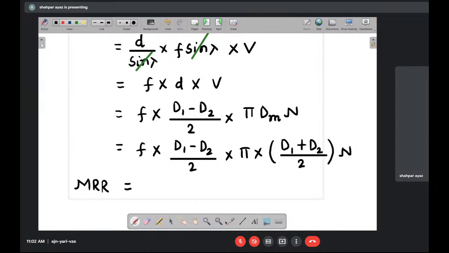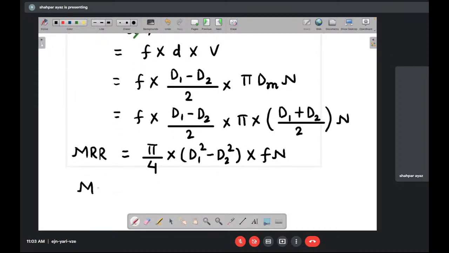MRR expression is your, you can see, this is the 2 into 2 denominator, and this is the pi, so you can write pi by 4. And here you can see a plus b and a minus b, that is a square minus b square, into small f into n. So here MRR is pi by 4 into d1 square minus d2 square into feed velocity, right? This is the feed velocity. F into n in turning is the feed velocity.